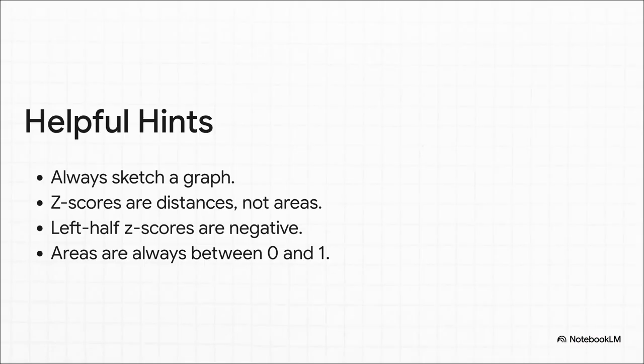Now, before we jump into our next example, here are a few pro tips to keep in mind. First, always, and I mean always, sketch a graph. It helps so much. Also, don't mix up Z-scores, which are distances along the bottom, with areas, which are probabilities. And remember, any Z-score to the left of the center mean is always going to be negative.